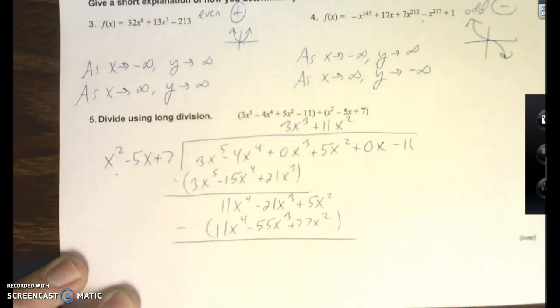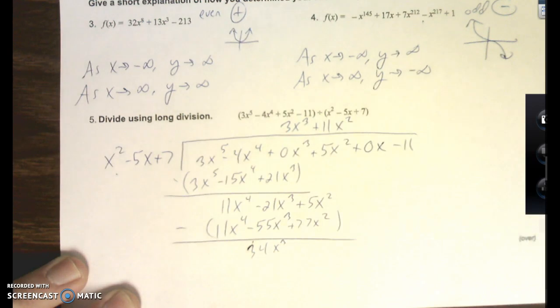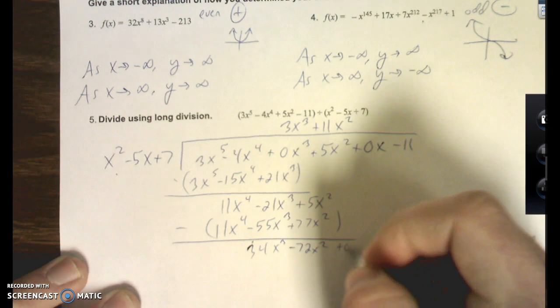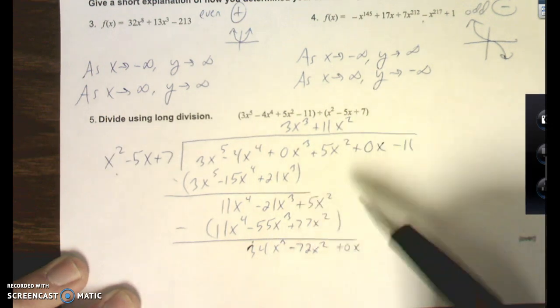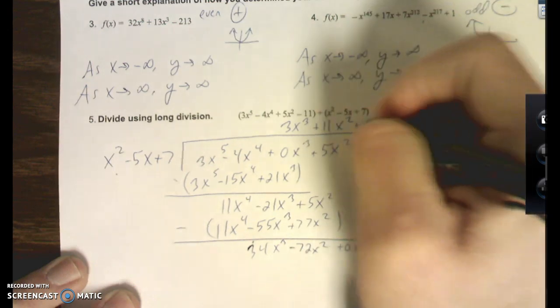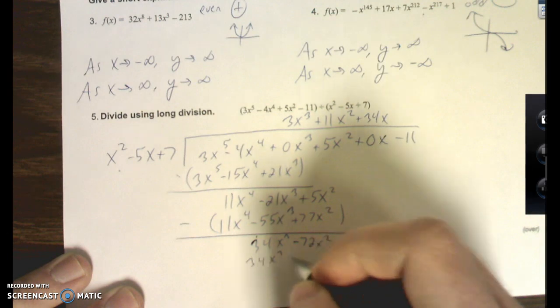Cancels out. 55 minus 21 gives you 34x to the 3rd. 5 minus 77 is negative 72x squared. Okay, here we go again. What times x squared gives you 34x cubed? Well, 34x. So now we're looking at 34x cubed.